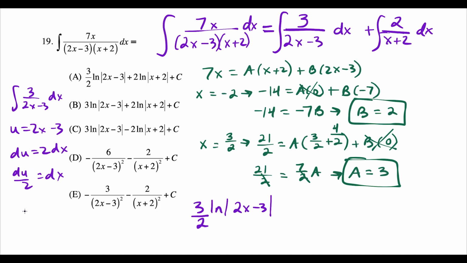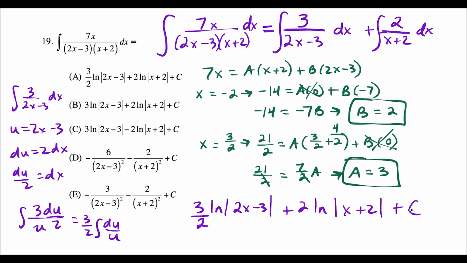Otherwise, if you'd rather do it this way, you'd have 3 times du over 2, and then this is over 2x minus 3, which is u. So this is where we would get 3/2 du over u, which would essentially give us the same thing we have over here. So now what we have is plus the antiderivative of 2 over x plus 2, which is 2 natural log absolute value x plus 2. And then we just tack on our plus c at the end.